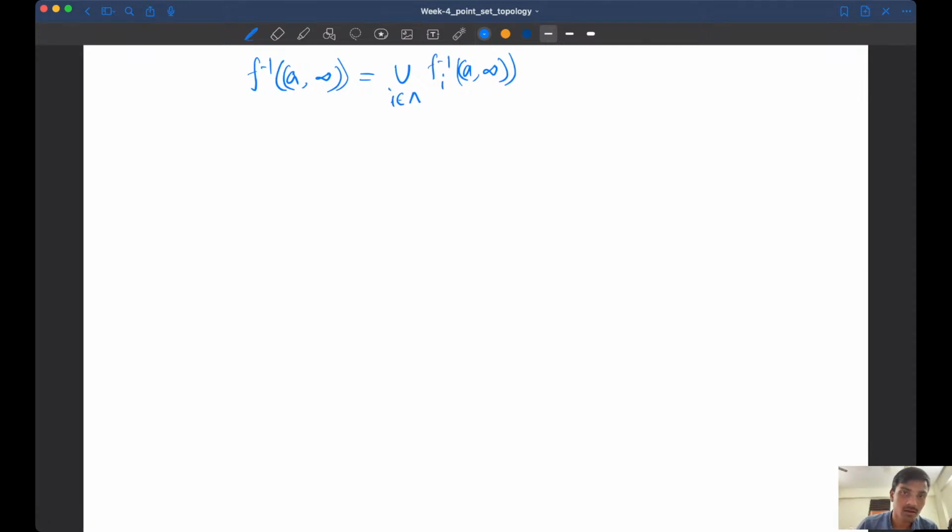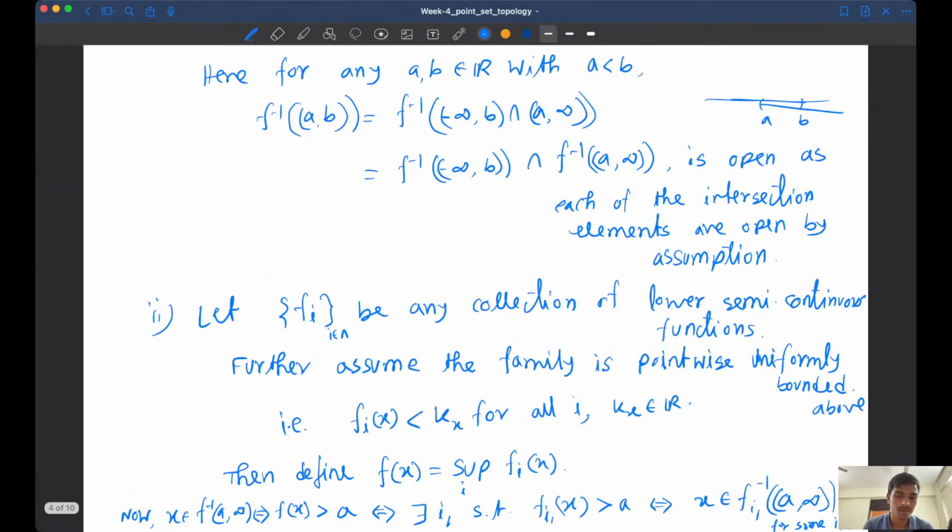Can you pull up the previous screen, please? Yeah, sure. At the bottom, the last line, the second relation: f(x) greater than a implies there is some i1 such that, yeah, that part. Please elaborate that part.